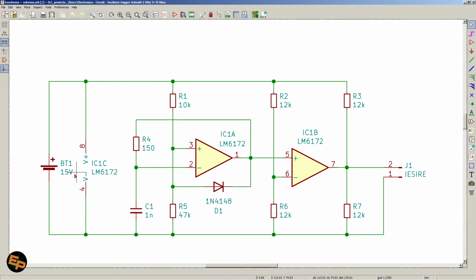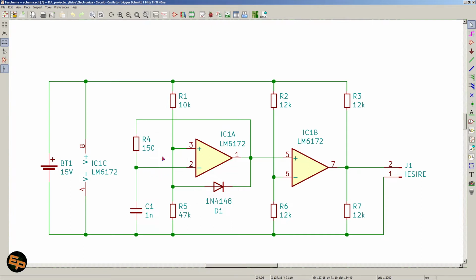I'm powering this from a 15 volt power supply, because I want my output signal to be 10 volts peak to peak or more. We're having this capacitor that's connected to the inverting input of the first op-amp. Basically, this op-amp monitors the voltage on the capacitor. We have a voltage divider here with R1 and R5 that's connected to the non-inverting input of the op-amp, and this basically sets a reference point.